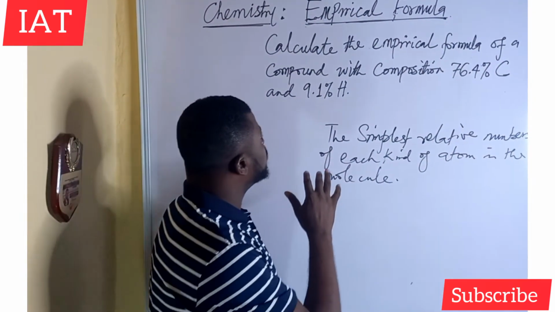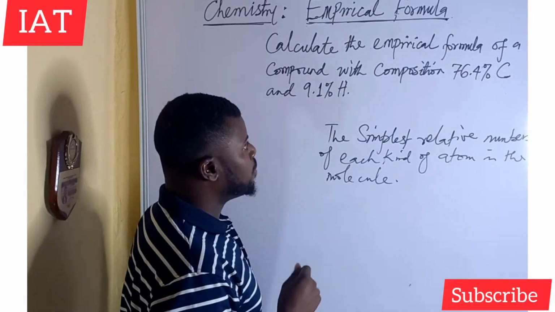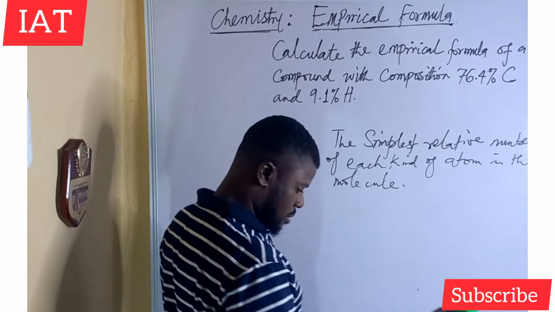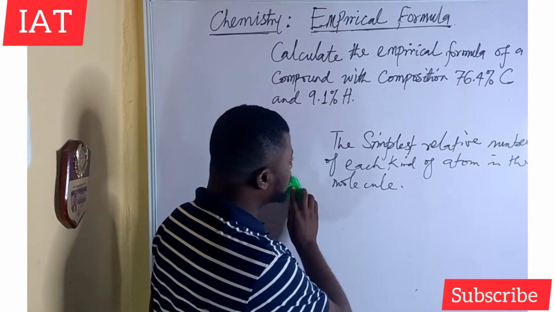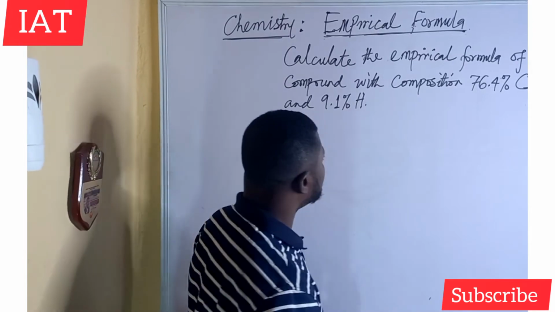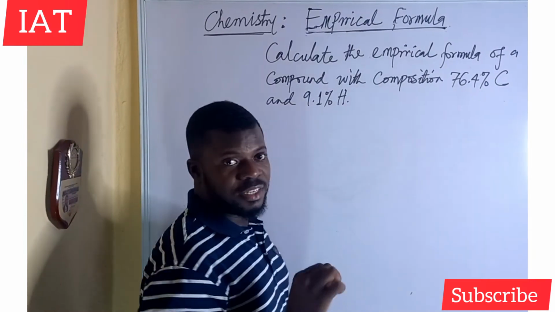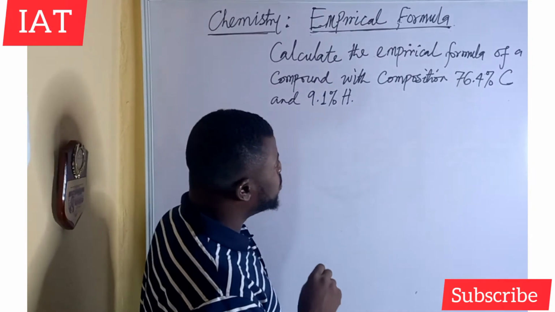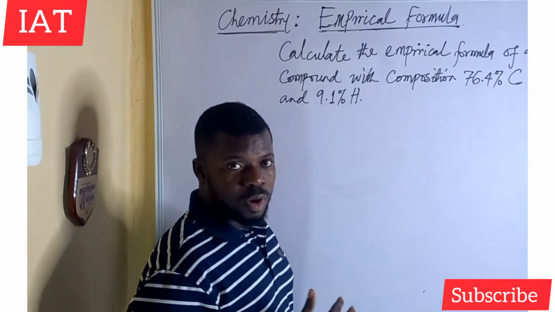So in this video, we are going to calculate the empirical formula of a compound with composition 76.4% of carbon and 9.1% of hydrogen. All right, so what do we need to do at this point? The first thing we are to consider is to add up the percentages. By the time you add up the percentages and it's not up to 100, what we need to do at that point is to balance the remaining for oxygen.